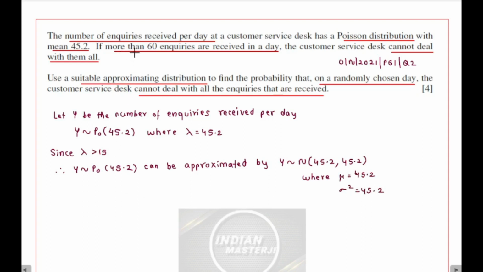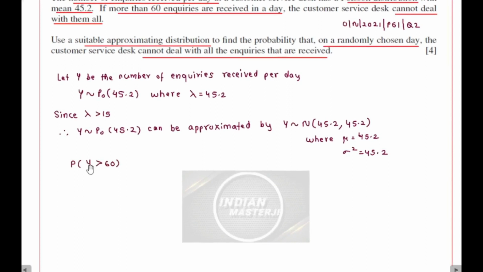Now they are saying if more than 60 enquiries are received in a day, the customer service desk cannot deal with all the enquiries, and they are telling us to find out this particular probability. So they are telling us to find the probability of y being greater than 60. Correct? But here y is for the Poisson distribution, and we are trying to approximate the Poisson distribution using the normal distribution. So we will have to apply the continuity correction, that is adding or subtracting 0.5. So how can we do that? Let's try to see.